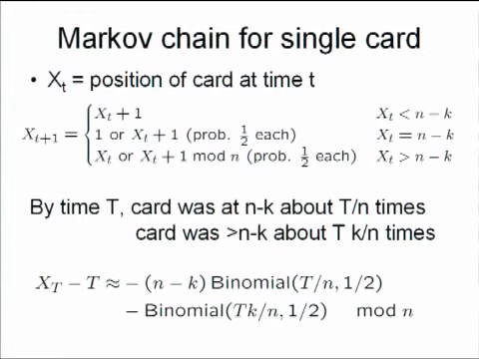So this is the Markov chain for a single card. If you're within the top n minus k, you always deterministically go down one level. If you're at the n minus kth, you either go to the top or you go down one level. And if you're below the n minus kth, you either stay where you are or you go down one level.